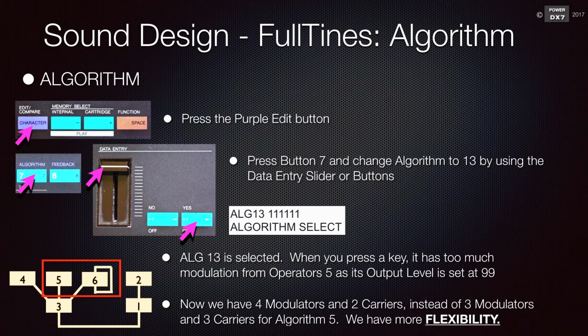So, what happened? We basically increased the number of modulators. Now it's 4 instead of 3 modulators and 3 carriers with algorithm 5. This means that you have more flexibility in FM sound design.